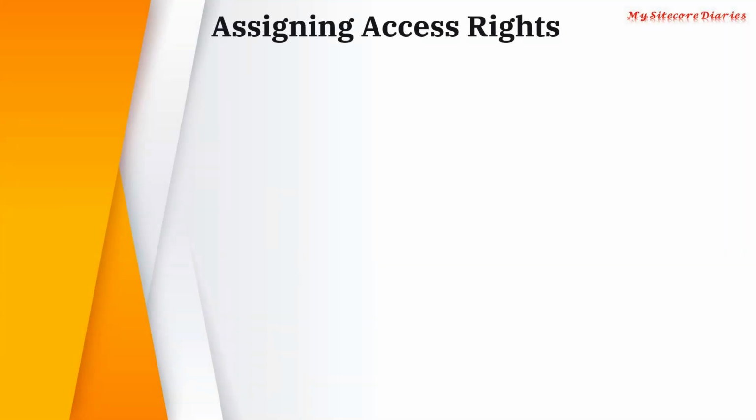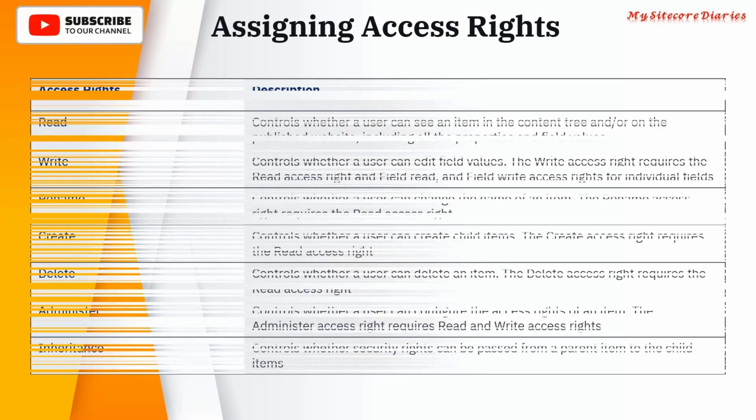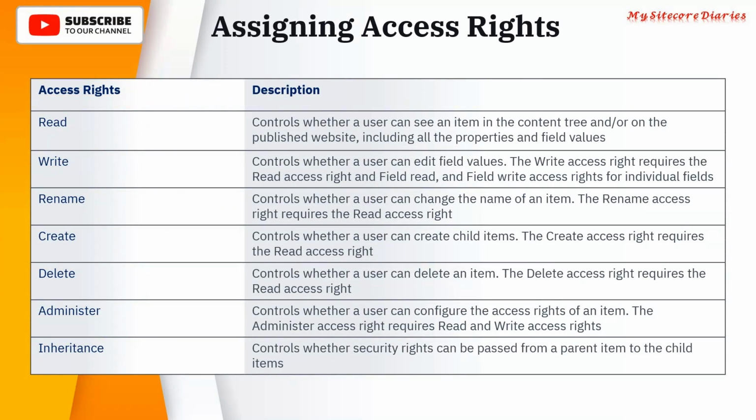So let's see assigning access rights. You have already seen that there are a few options available for assigning the access right. These are the default options which are available. Let's see them one by one. Read: it controls whether a user can see an item in the content tree and/or on the published website, including all the properties and the field access.